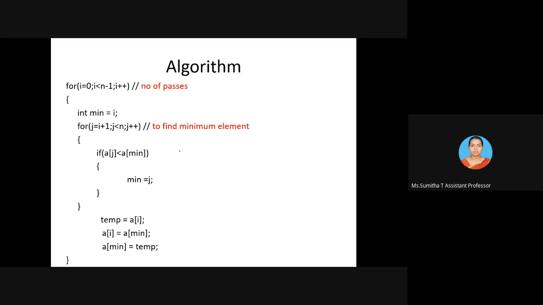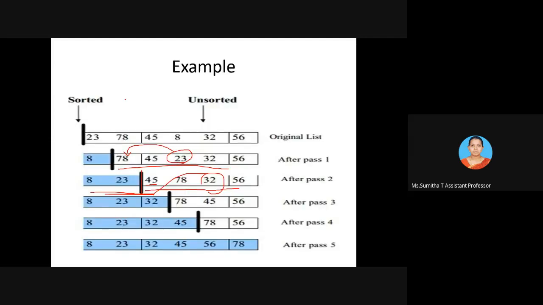In the previous class, did I explain this algorithm? Students, respond to me about selection sort. No. Okay, this is the algorithm for selection sort. How can we implement this selection sort? Any idea? How can we implement it?